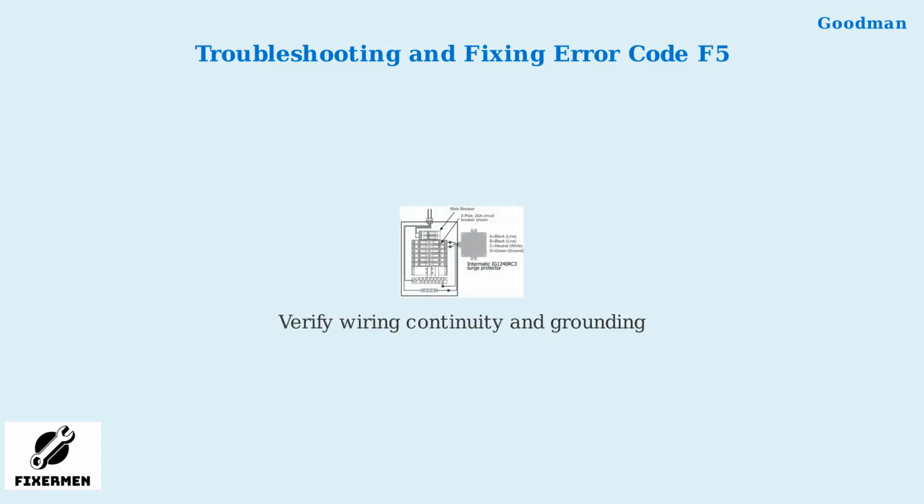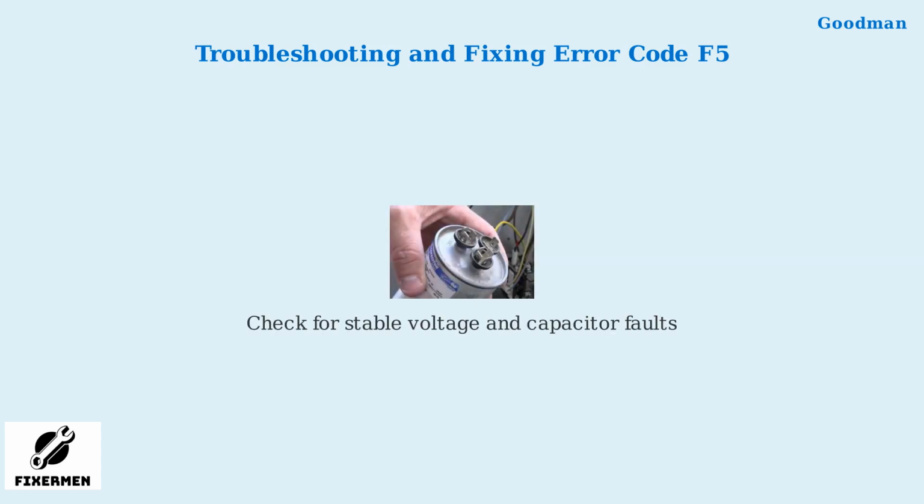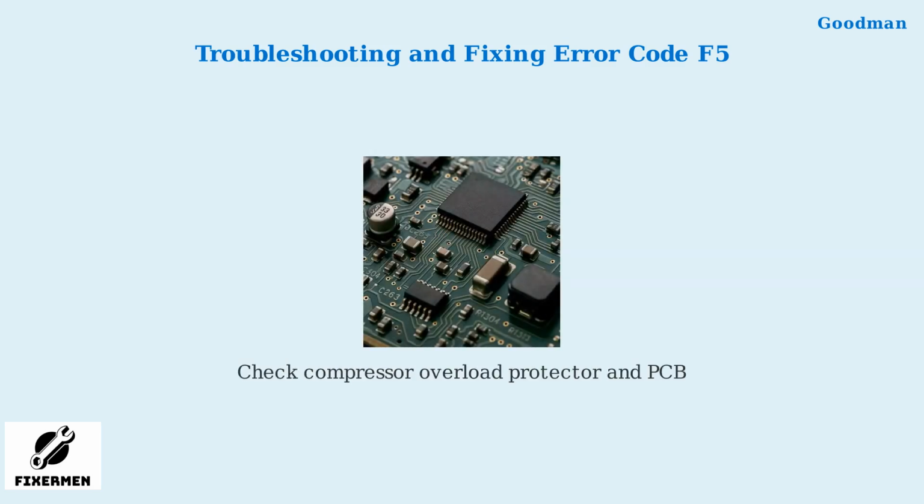Verify wiring continuity and ensure the unit is properly grounded. Check for loose connections or damaged wires that could cause electrical issues. Ensure voltage is stable and check for high or low voltage issues. Faulty run capacitors or internal module shorts can also trigger F5. Examine related components, like the compressor overload protector and the printed circuit board, for any signs of damage or failure.